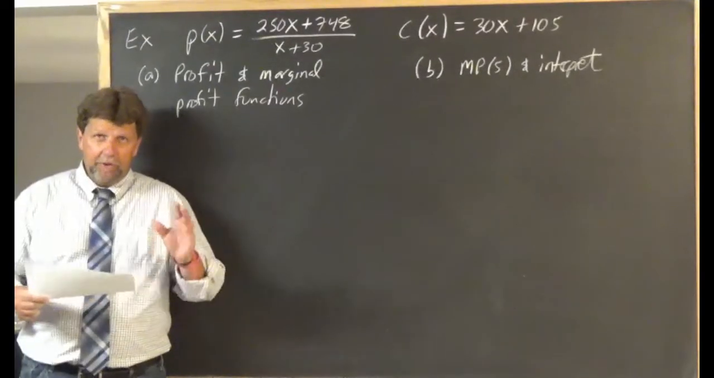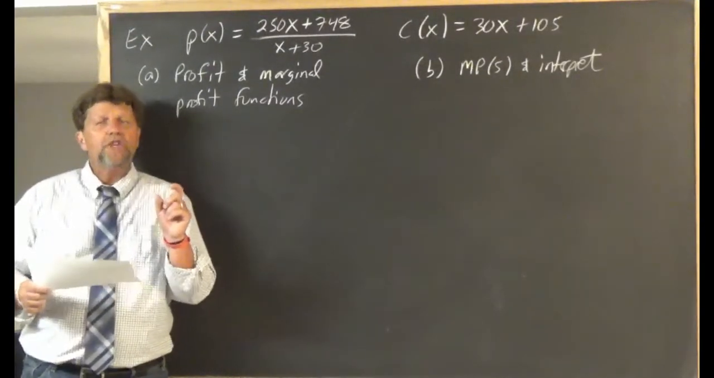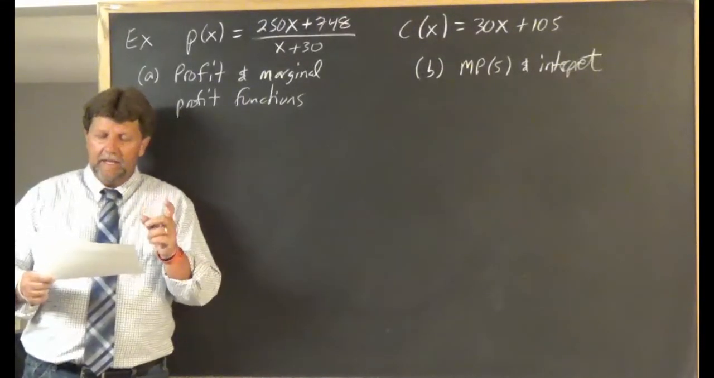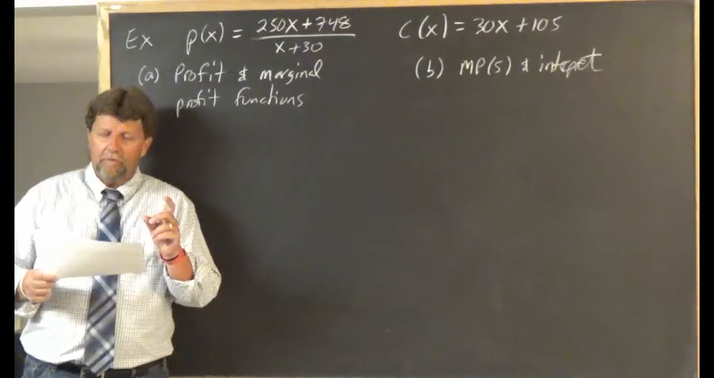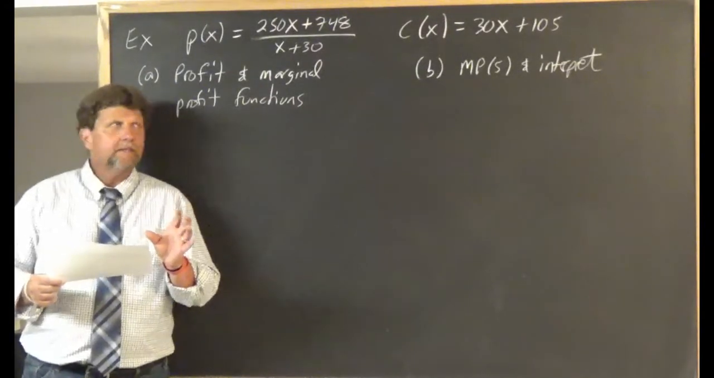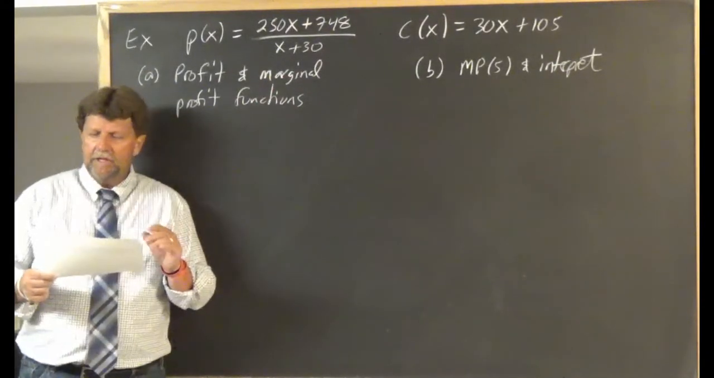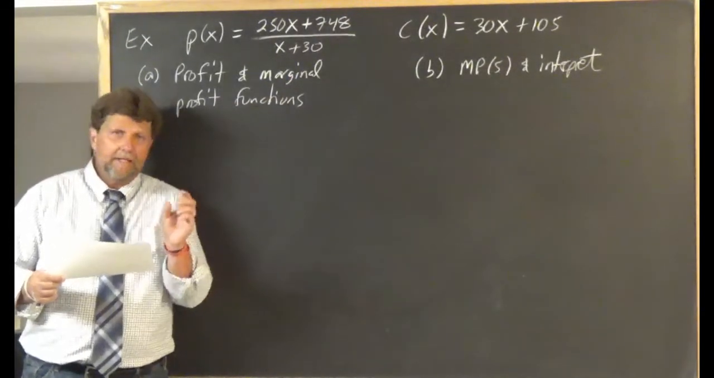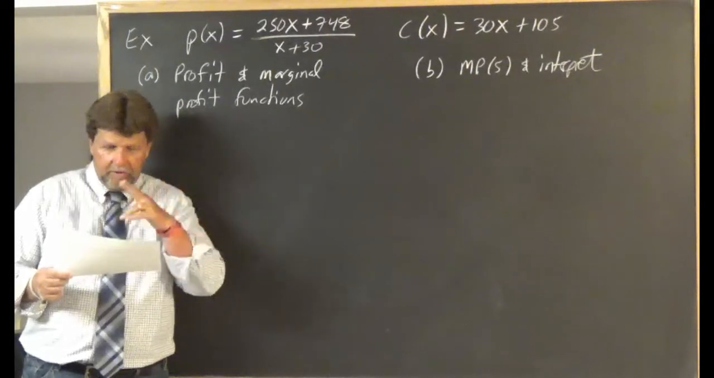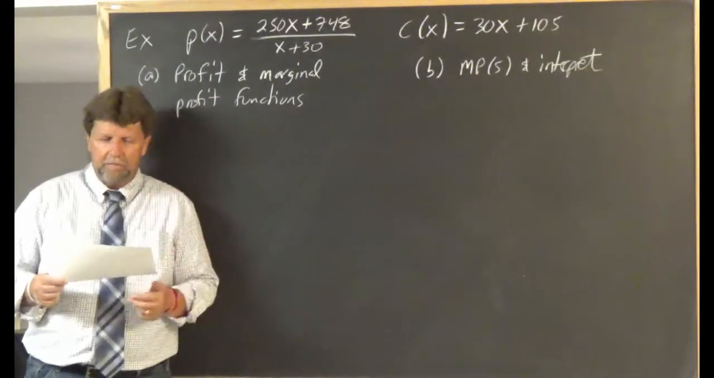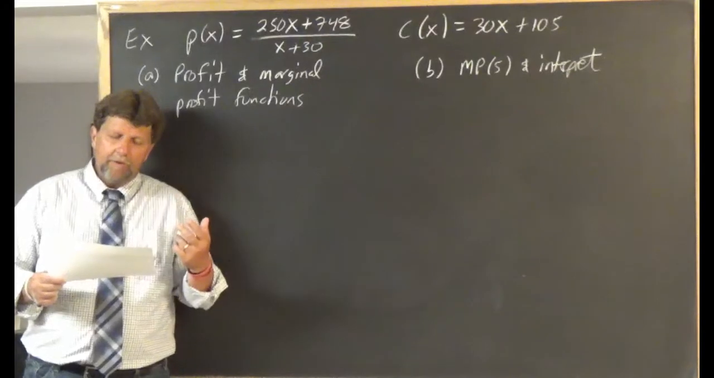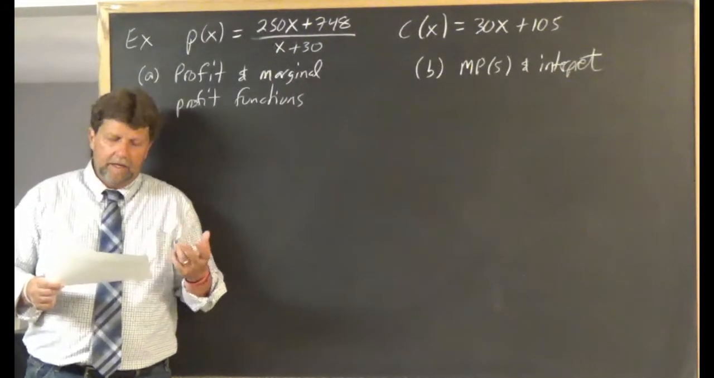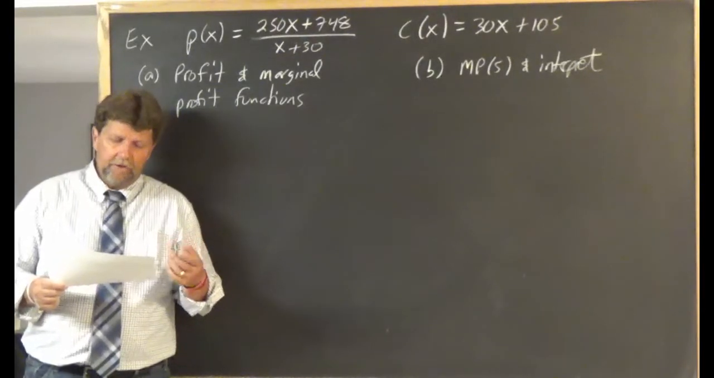All right, this example, there were a lot of words, and I need to make one change in the slide. I think in the slide it said the cost for X 100 pens is given by that cost function. X is just the number of pens. I had a typo. I have the word 100 in there. So delete that word 100. It's just pens. So part A, we're supposed to get the profit and marginal profit functions. And then part B, compute MP of 5 and interpret.